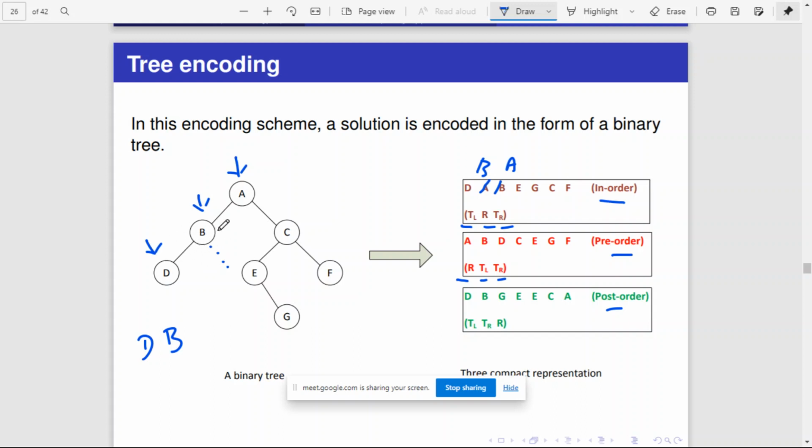Next, what should be visited? The right should be visited before visiting the root. So go to the right side. Right side is C. So again, does it have a left child? Yes, E. Okay, but does E have a left child? No, it does not have a left child. So there is nothing like left here. Okay, so no left. After left we have to go to right.